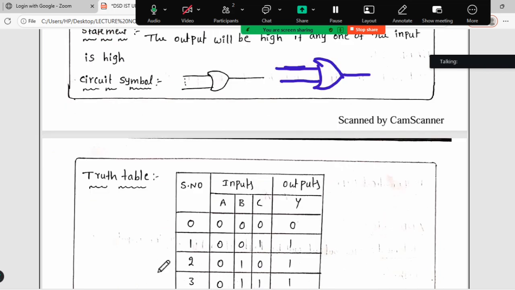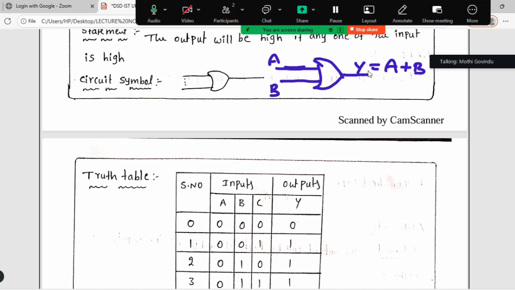So here the OR gate has 2 or more inputs and only one output. This is a 2 input OR gate. Output y equal to a plus b. Previously we discussed the AND gate, where the output is the product of two inputs. But the OR gate is the sum of two inputs. OR gate is nothing but the sum of two inputs.